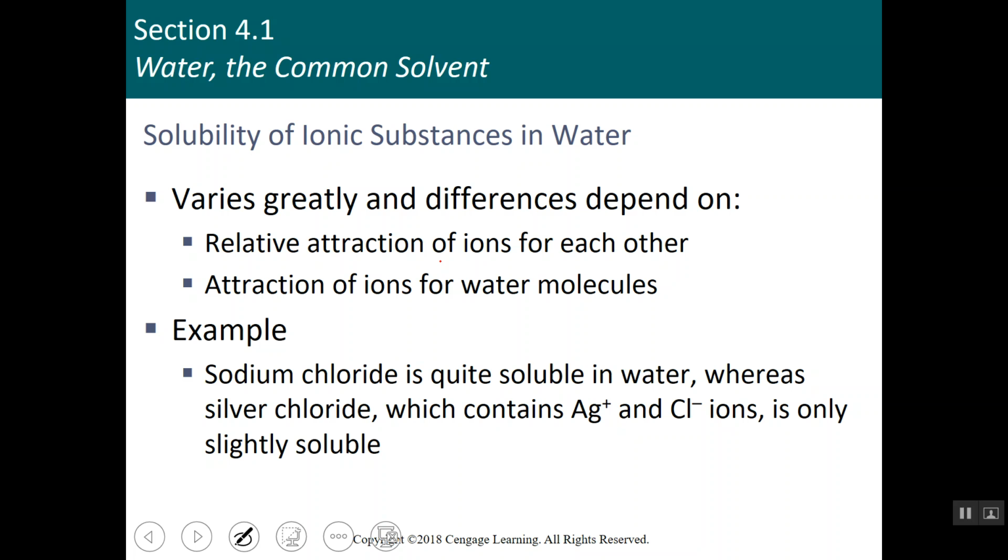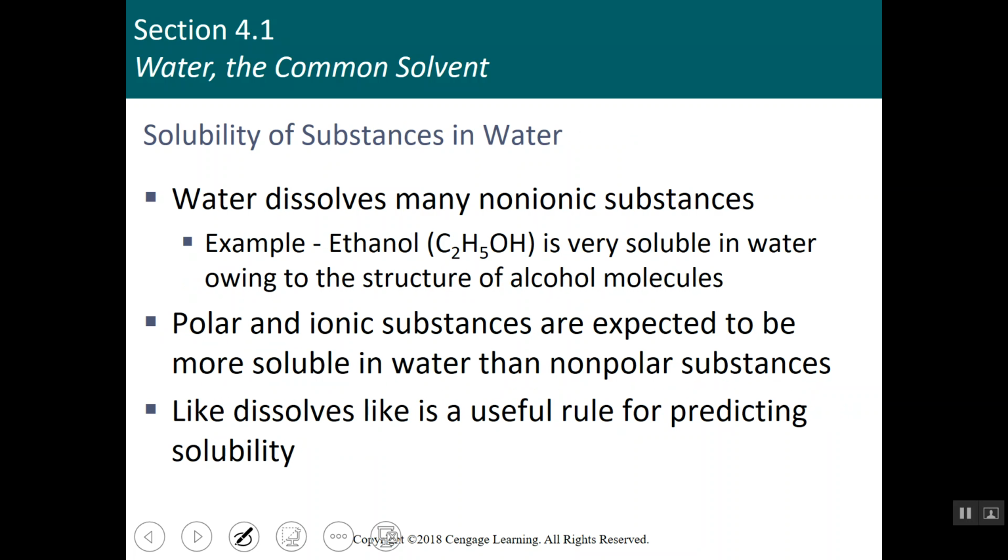Notice the example at the bottom of this slide says sodium chloride is quite soluble in water, so that means you can put it in water and it will completely break down, whereas silver chloride is only slightly soluble. Silver chloride in water exists as silver chloride salt. It does not break down into silver ions and chloride ions.